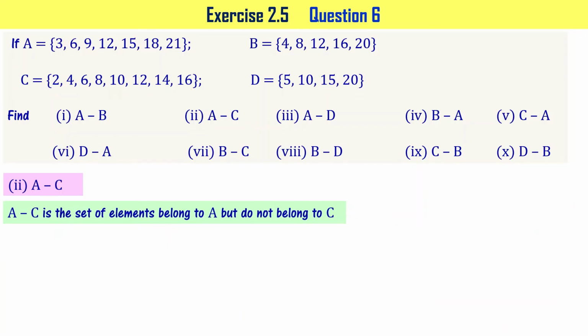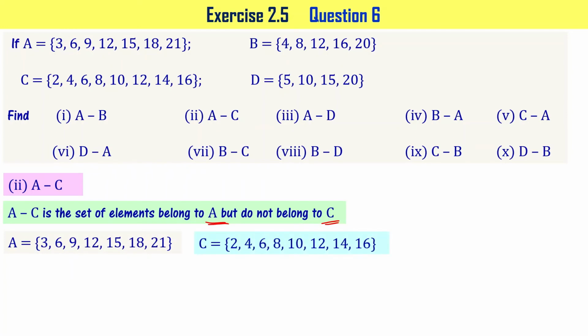A minus C is the set of elements that belong to A but not belong to C, right? Let's write what A is and what C is, and see whether the elements which are part of A belong to C or not. 3 belongs to A but is not part of C, that's why it can be included as part of A minus C. 6 belongs to A and also to C, that's why 6 we cannot include as part of A minus C. 9 is only present in A. 12 is present in both, that's why 12 cannot be there.